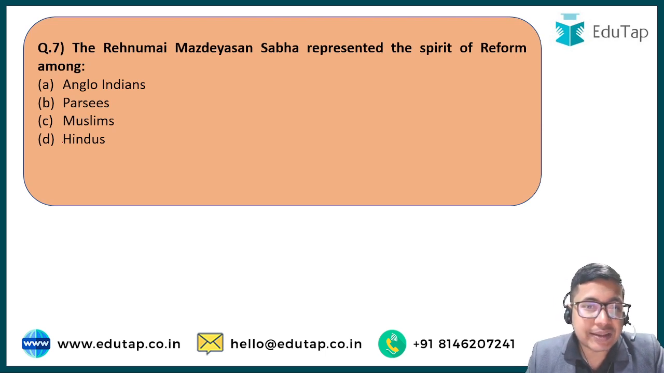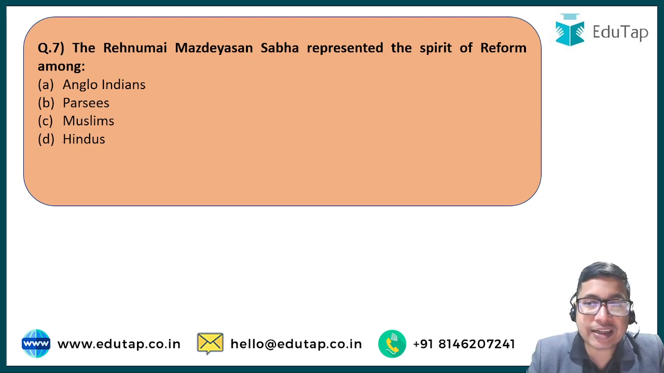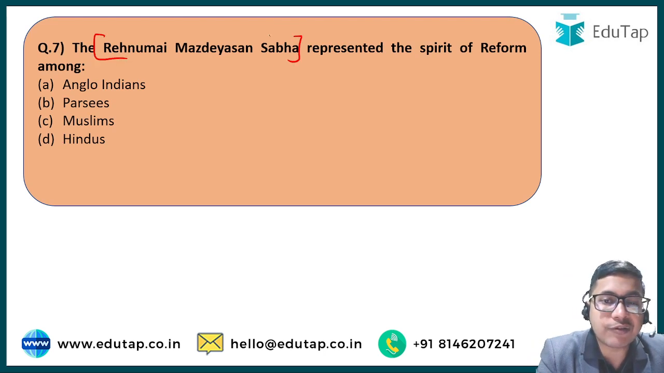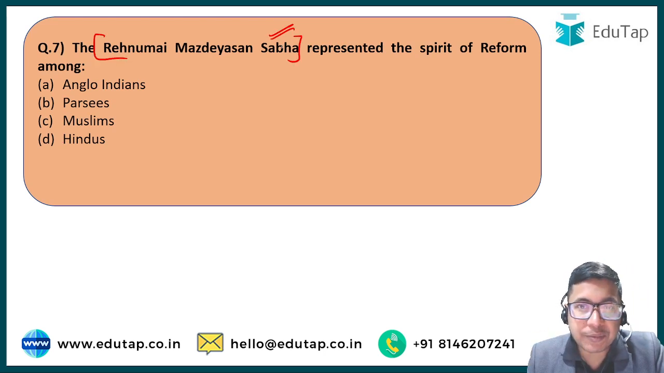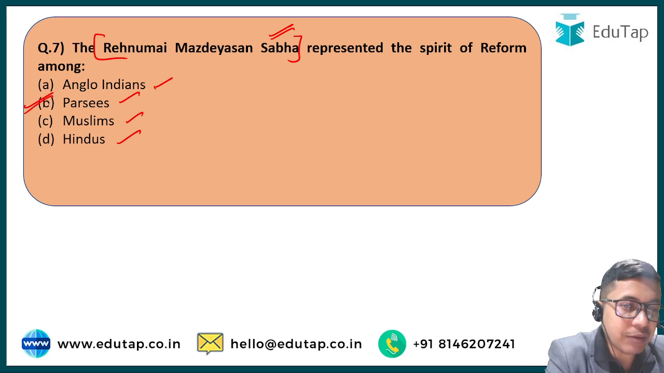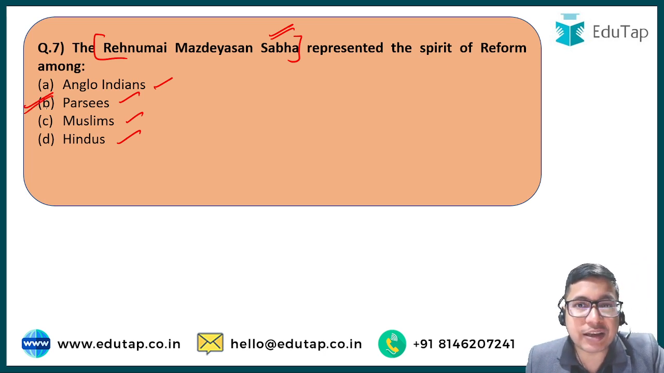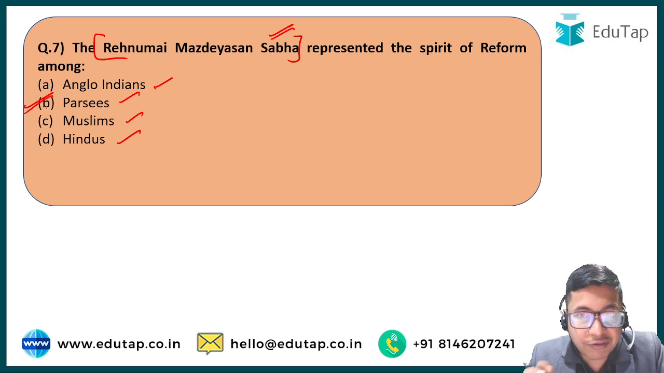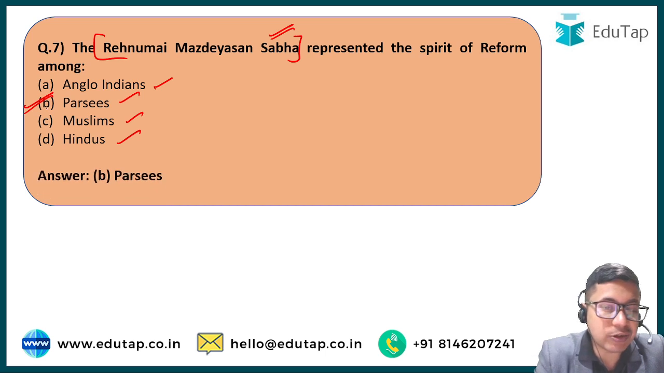The Rehnumai Mazdayasnan Sabha represented the spirit of reform among. The Rehnumai Mazdayasnan Sabha was a reform organization for a particular community. Options are Anglo-Indians, option B Parsis, option C Muslims, and option D Hindus. This Rehnumai Mazdayasnan Sabha is a very famous reform organization which works for the upliftment or empowerment of, or reform in, the community of Parsis. Okay, the Zoroastrian. So correct answer is option B.